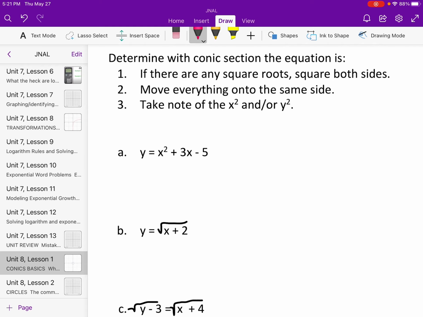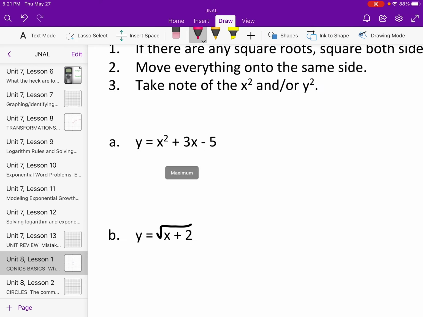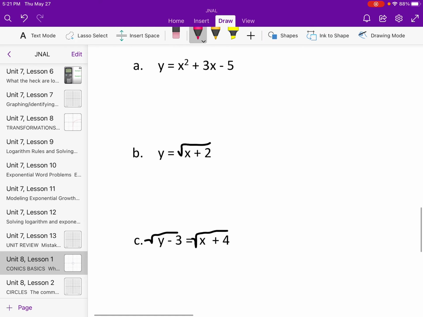Then you move everything onto the same side so that there is 0 on one side. And then you take note of the x squareds and or y squareds to see. So let's do that. The first one, there's no square roots, so we can move everything onto the same side. We see that, well, you might already be able to tell this looks like quadratic, so therefore it would be a parabola, but just to show, we will move the y onto the other side.